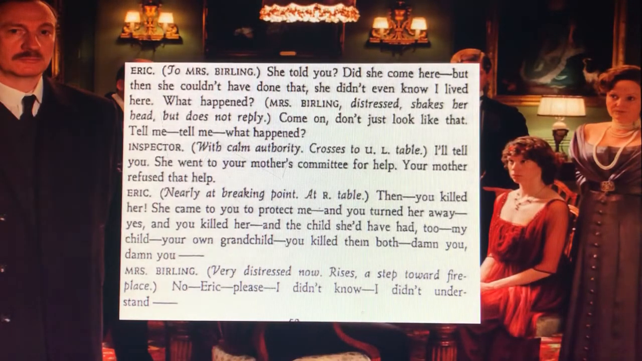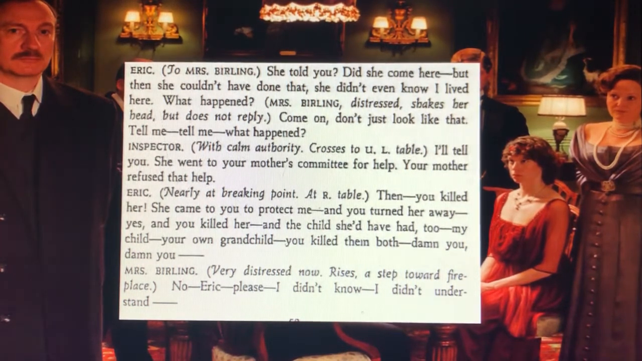Let's now explore exactly how Eric communicates during this scene. Eric talking to Mrs. Birling. She told you. Did she come here? But then she couldn't have done that. She didn't even know where I lived. What happened? Tell me, what happened? I'll tell you, she went to your mother's committee for help. Your mother refused that help. Then you killed her. She came to you to protect me, and you turned her away. Yes, you killed her. And the child she'd have had too. My child, your own grandchild. You killed them both. Damn you. Damn you. Mrs. Birling, very distressed now, rises, just like Eric did at the beginning of the play, and steps forward to the fireplace. No, Eric, please, I didn't know, I didn't understand.